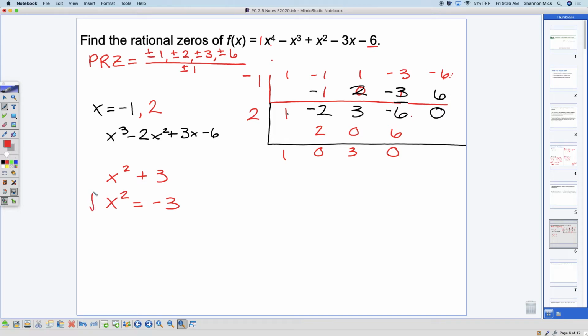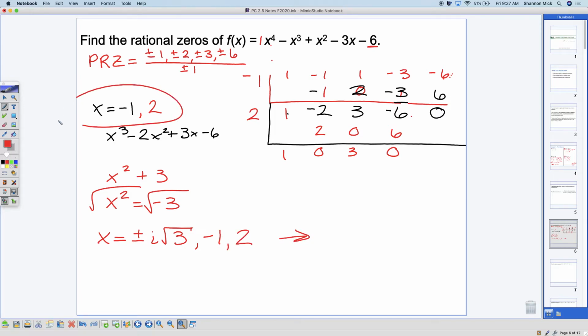Okay, so now I take the square root of both sides, x equals plus or minus, dang it, I always try plus minus. x equals i times the square root of 3, plus or minus. And in this case, we can do that. Okay, so all of my answers are plus or minus i square root of 3, negative 1, and 2. Correct? Where'd you get 2? Right there. That's what we divided by. Oh, yeah. This is all of them.